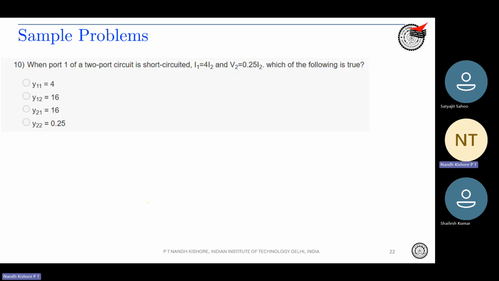Oh, okay. No worries. Okay. So when port 1 is short circuited, I1 is equal to 4 I2 and V2 is equal to 0.25 I2. So which of the following is true?